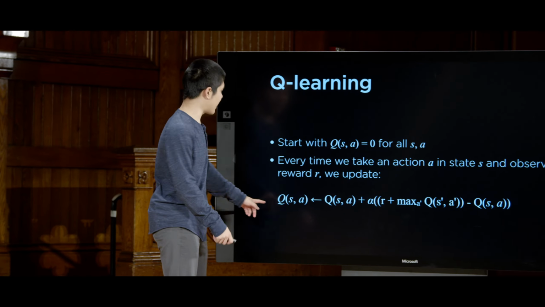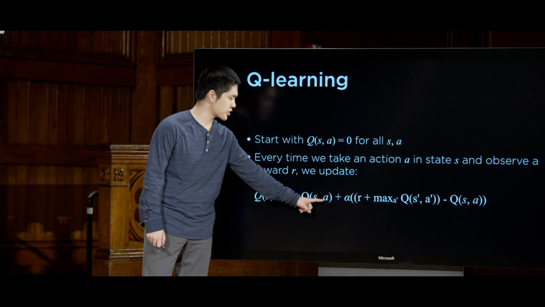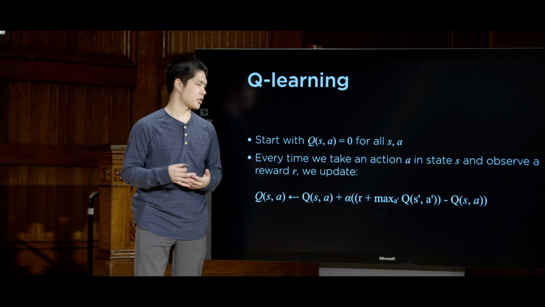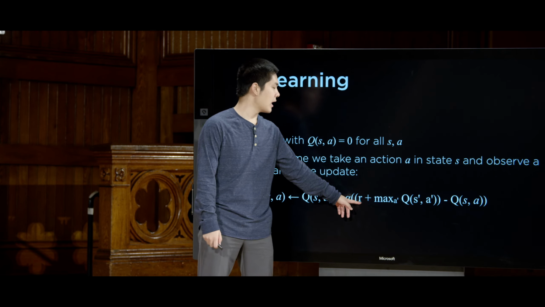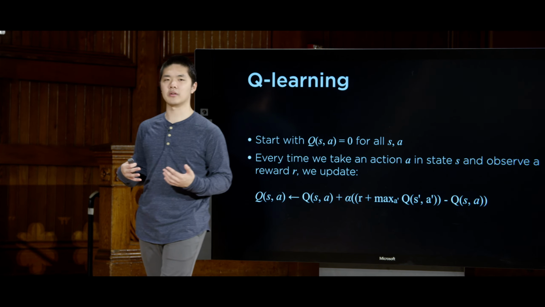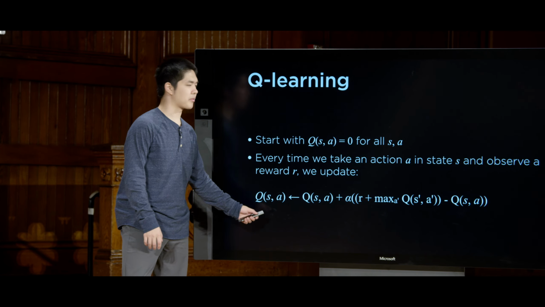That I have some estimate, some old estimate for what the value is of taking this action in this state, and I'm going to update it based on new information. That I experience some reward, I predict what my future reward is going to be, and using that I update what I estimate the reward will be for taking this action in this particular state.